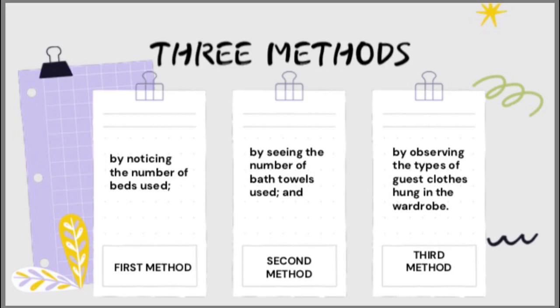It is important to notice the beds used, the number of bath towels used, and the types of guest clothes hung in the wardrobe. These three methods are important because every guest room must be checked on a daily basis by the housekeeping supervisor, which will help the hotel achieve high guest satisfaction in terms of room comfort and safety.